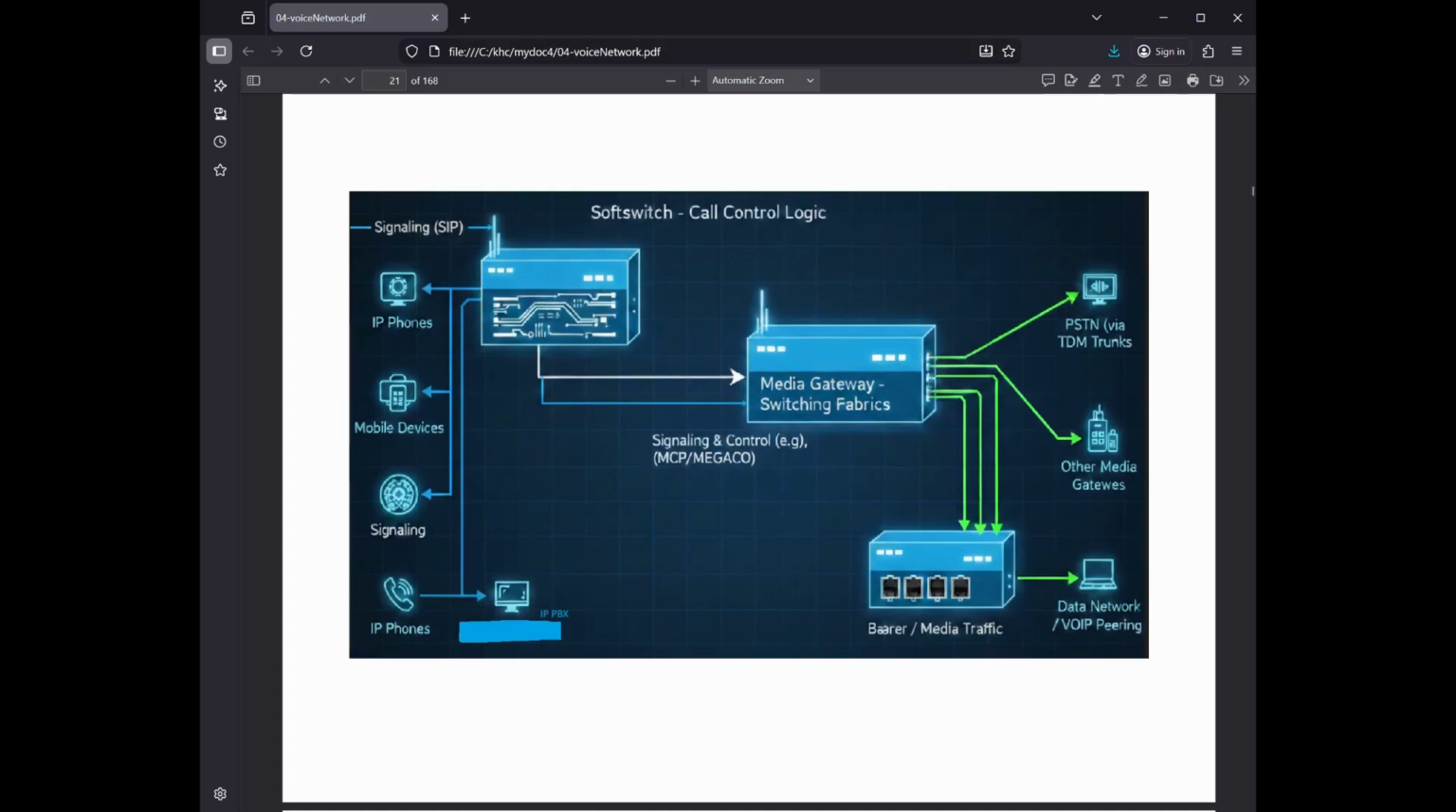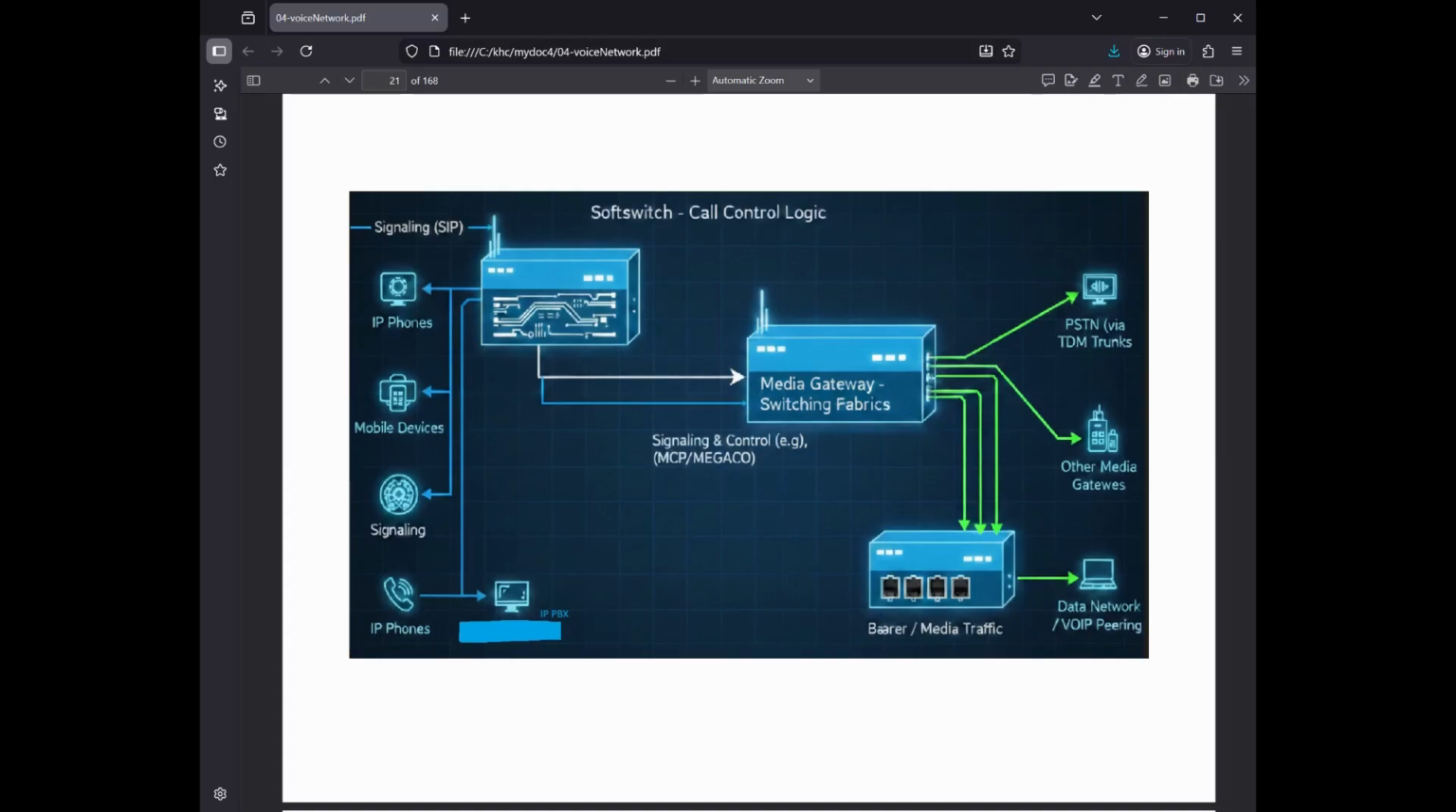Softswitches emerged as part of the telecommunications industry's shift from circuit-switched telephony, PSTN, to packet-switched, IP-based communication. Below is a clear, chronological explanation of why they appeared, what problems they solved, and how they changed telecom architecture.